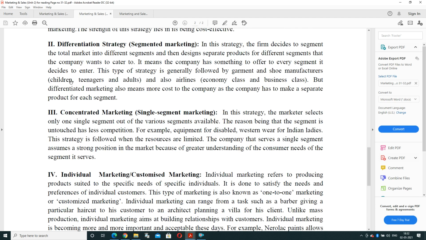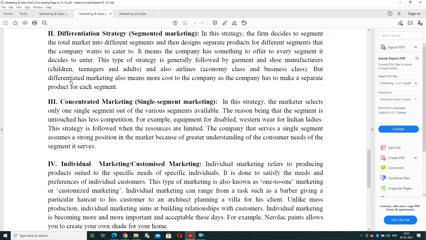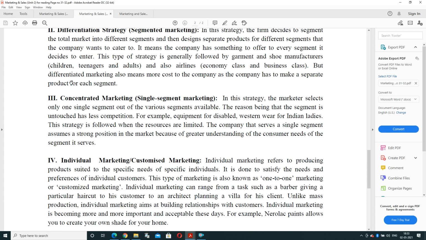And the last one is individual marketing, in which an individual person's demand is fulfilled. Individual marketing refers to a product that is suited to the specific need of a specific individual. It is done to satisfy the needs and preferences of the individual customer. That is also known as one-to-one marketing or customized marketing. It ranges from classic cases such as the barber. The best example is the barber example. That person gives a different haircut according to the requirement of different customers.